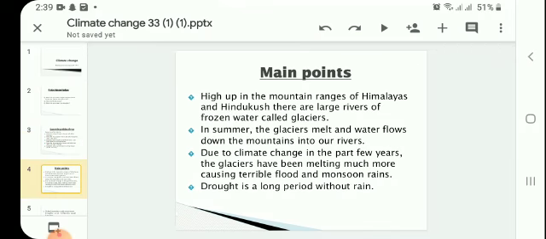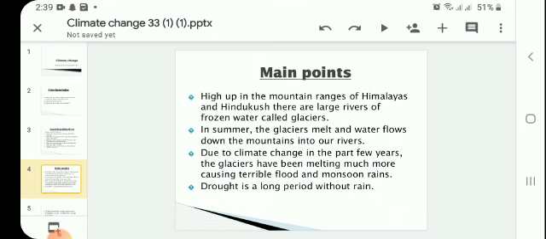Now, students, let's discuss the main points of today's topic. High up in the mountain ranges of the Himalayas and Hindu Kush, there are large rivers of frozen water called glaciers. In summer, the glaciers melt and water flows down the mountains into our rivers. Due to climate change in the past few years, the glaciers have been melting much more, causing terrible floods and monsoon rains.